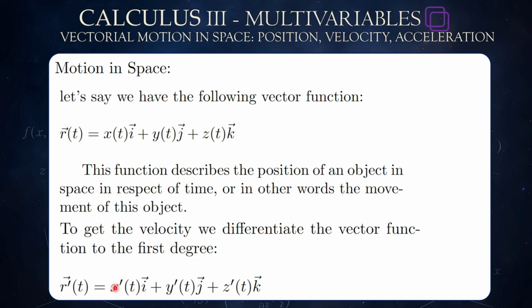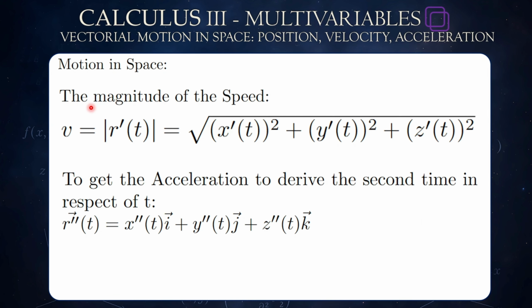So r'(t), which is the velocity vector in this case, is equal to x'(t)i + y'(t)j + z'(t)k. Hence, the magnitude of the speed, or the numerical value of that speed, is v = |r'(t)|, meaning it is the norm or the length of r'(t), which equals the square root of x'(t)² + y'(t)² + z'(t)².